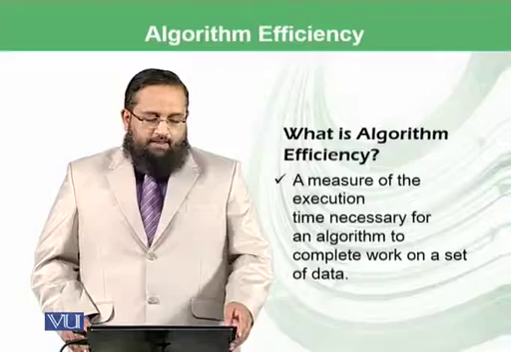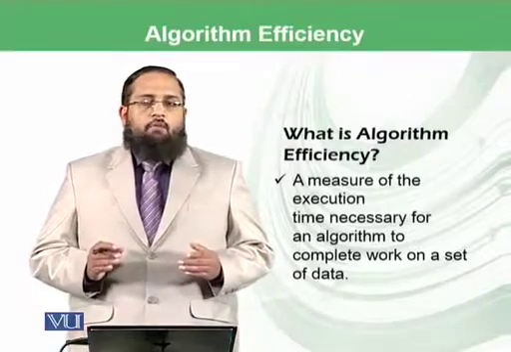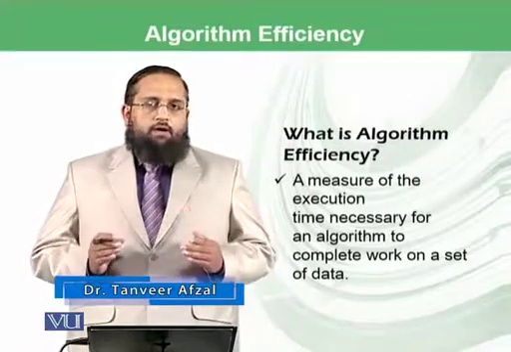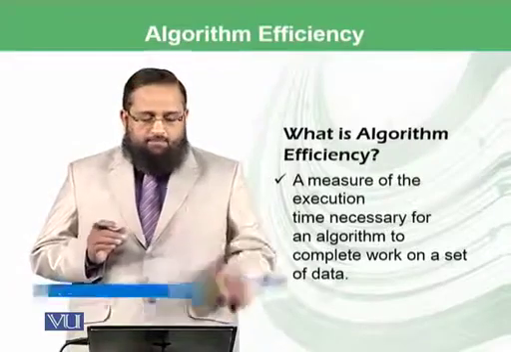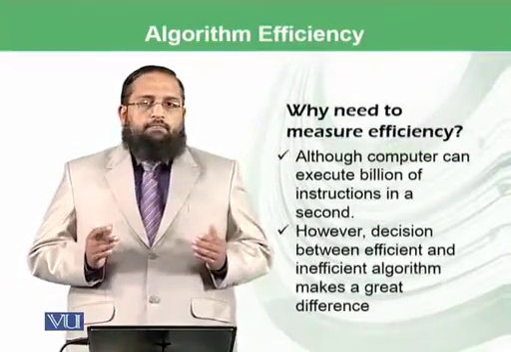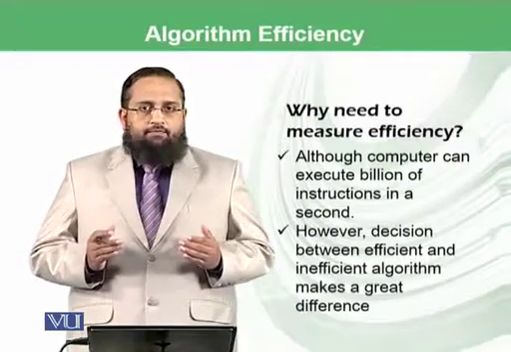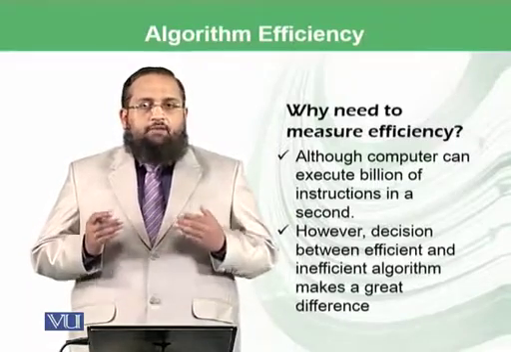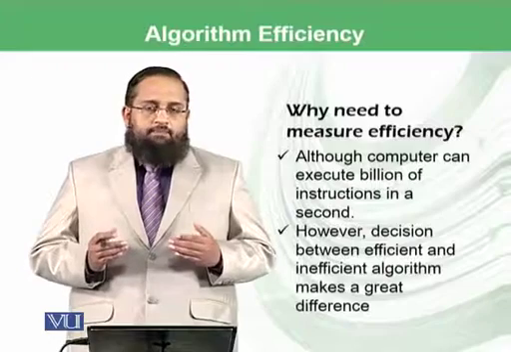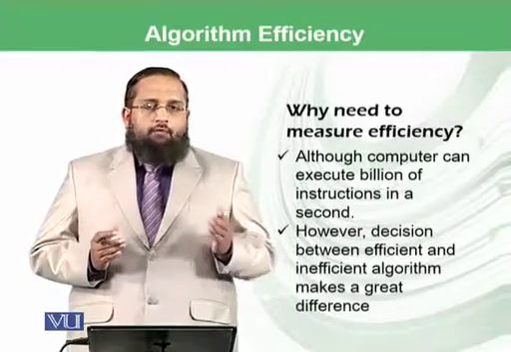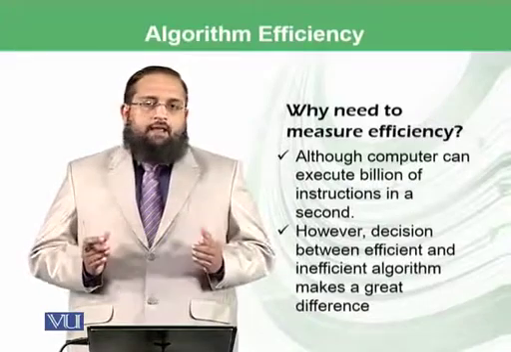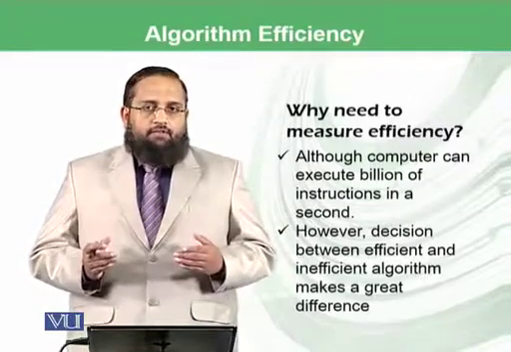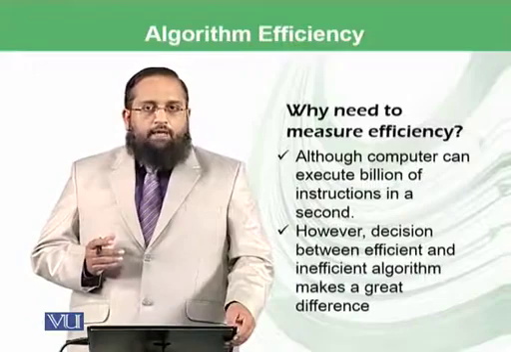a set of data. So in computer science, whenever we talk about algorithm efficiency, we mean the time which is required for an algorithm to complete the task. Although computer science has evolved in such a way that today's computers can process billions of instructions in 1 second, still if you select the proper and appropriate algorithm for the task at hand, it can ease life and become very beneficial, as we will discuss in one of the examples.